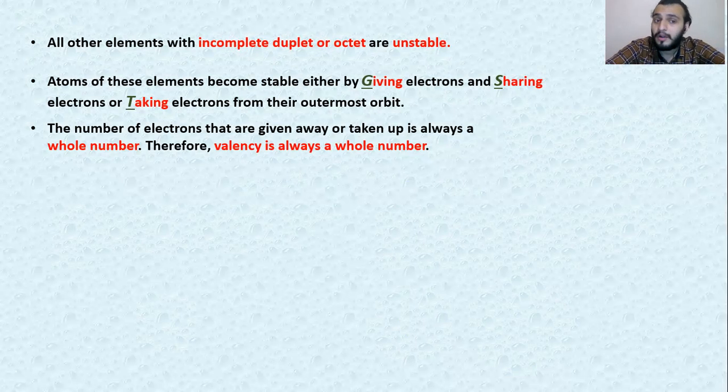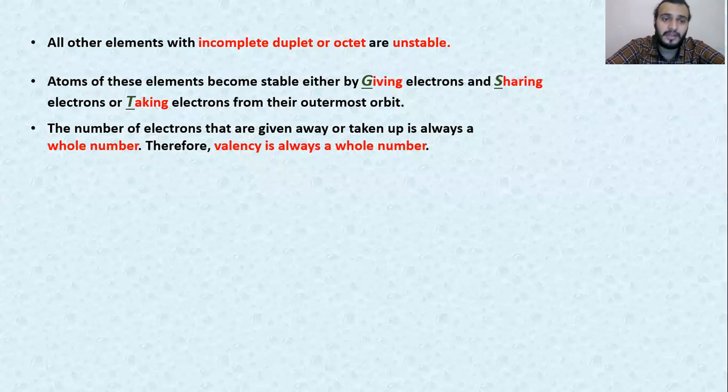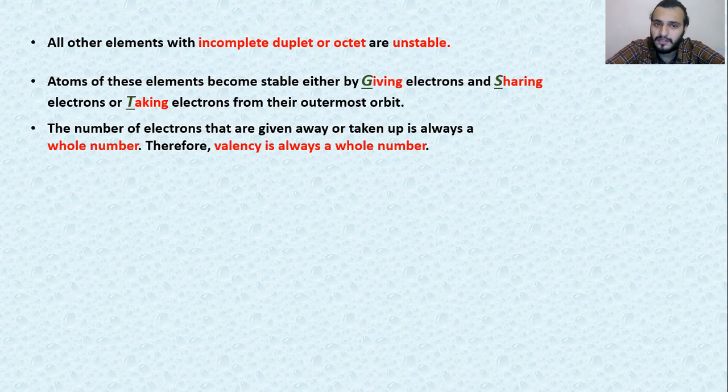Why? Because an atom either gives 1, 2, 3 complete electrons, shares 1, 2, 3 complete electrons, or accepts, that is, takes 1, 2, 3 complete electrons. They do not give half electrons or share half electrons. No, that is not possible. They give, share or take complete, full electrons. So either they will give 1 electron, 2 electrons, 3 electrons, or whatever it is, it is always a whole number. So its valency is also a whole number.